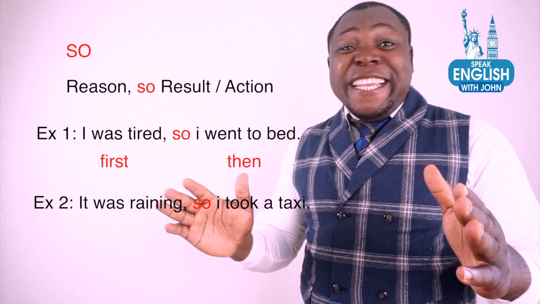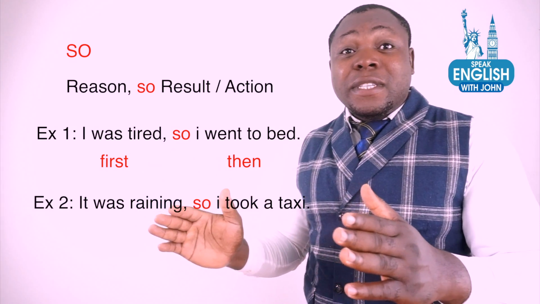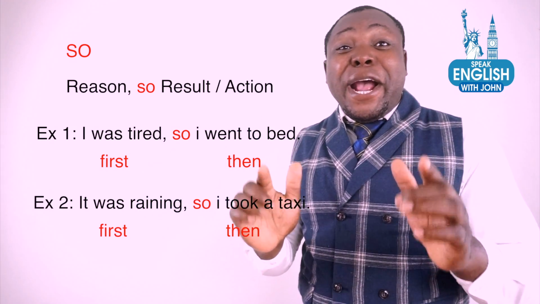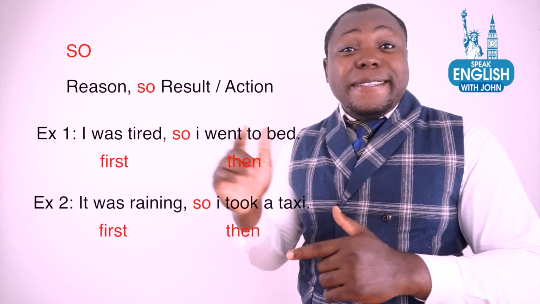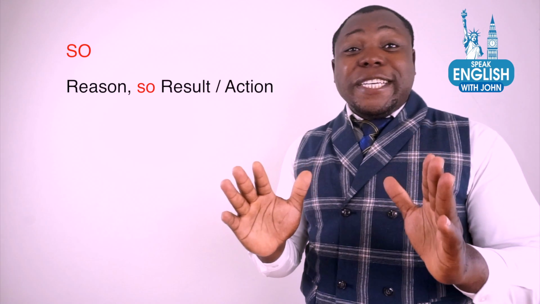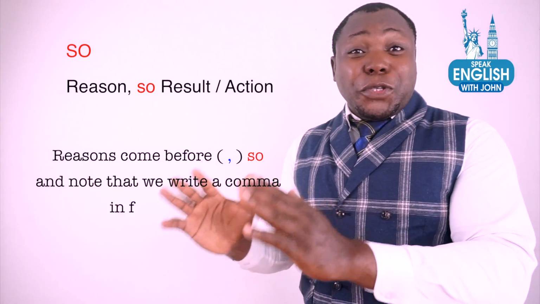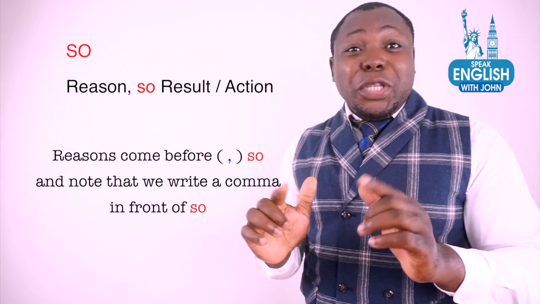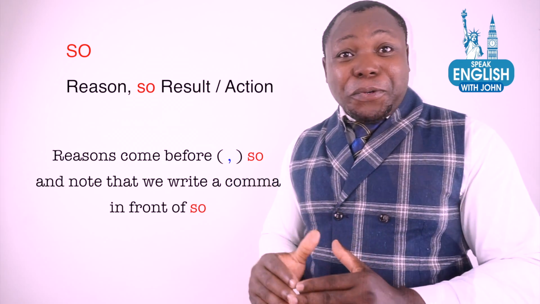It was raining, so I took a taxi. It was raining happened first. It is the reason for taking a taxi. You will notice that when we use so, reasons come before so. And please note that we write a comma in front of so.